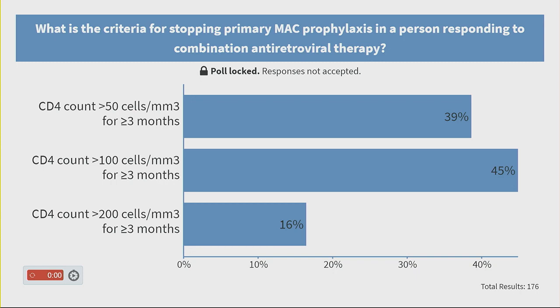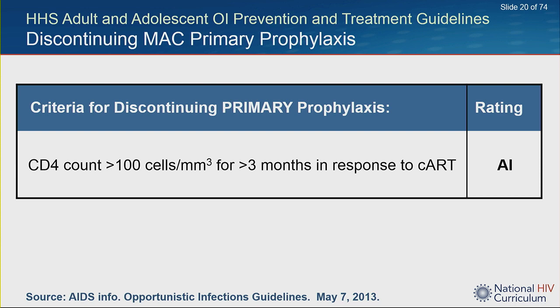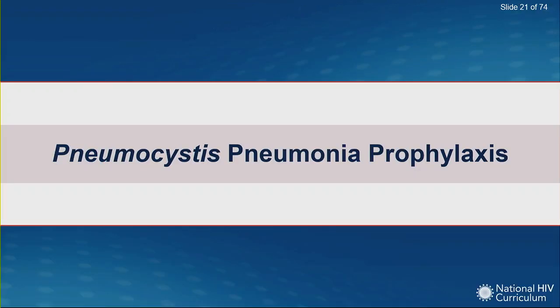But according to the HHS guidelines, the correct answer is actually the middle one, 100. So this is what the current recommendations are. This is an A1 recommendation. If you have a person you're following in your clinic and you have them on MAC prophylaxis, the formal recommendation for when to discontinue is going to be when they reach a CD4 count of at least 100 and they've been on good antiretroviral therapy with suppressed viral load for at least 3 months.